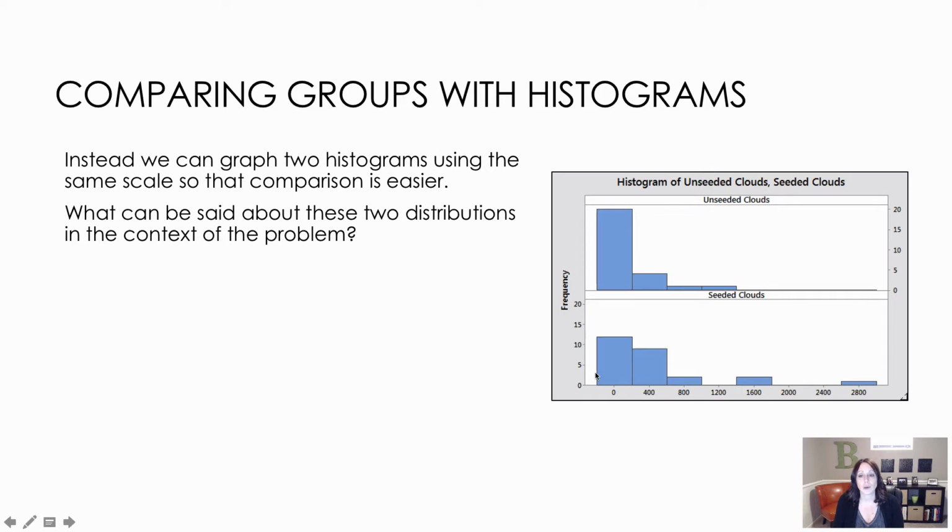Now looking at these two histograms, I can see that there is in fact a difference between a seeded cloud and an unseeded cloud. Unseeded clouds here, as we can see, tend to be skewed right. Remember, it's always skewed in the direction of the tail. It looks like I can expect maybe 0 to 400 precipitation, based on the numbers that I have down here. And again, these are on the same scale, which is important.